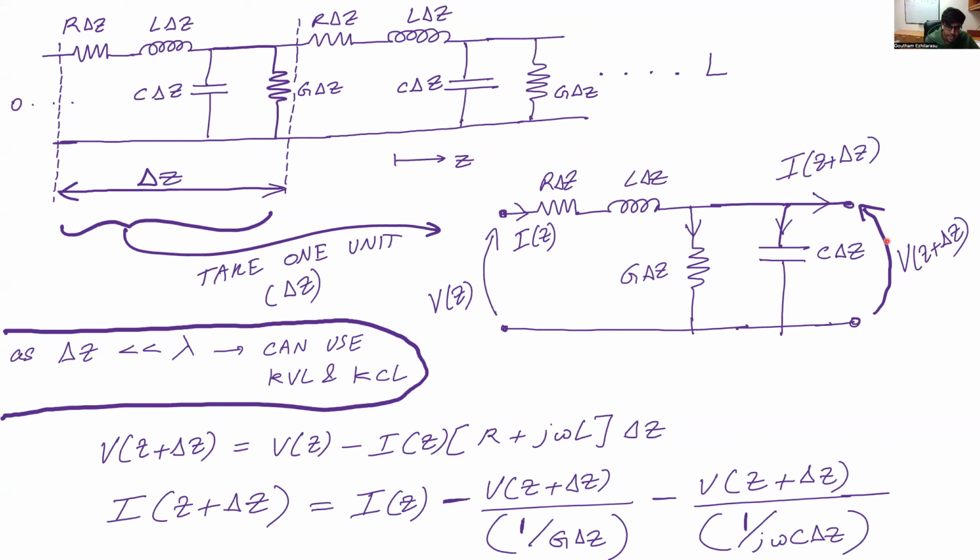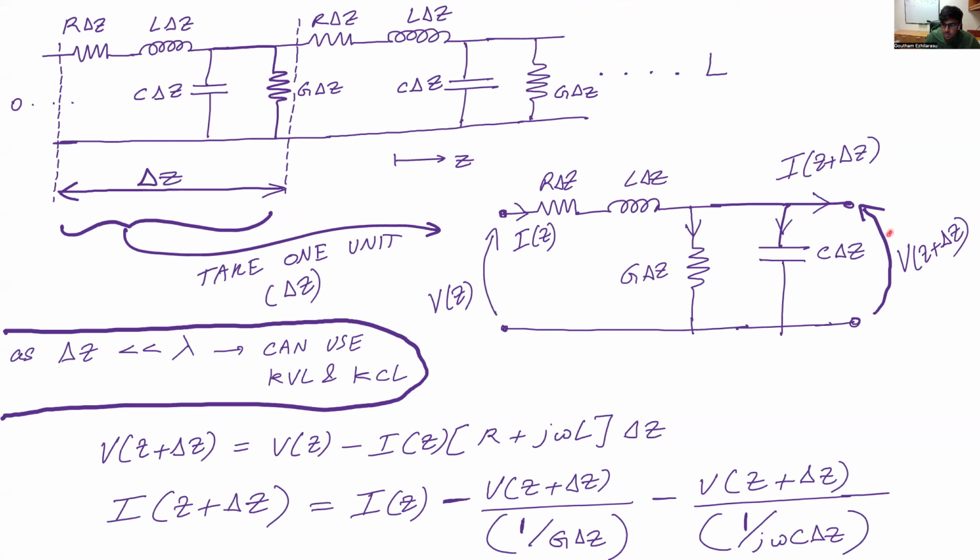If we take the limit delta z goes to 0, then we go to the continuum case, and the continuum case is applicable for any frequency of the input signal. And we're going to talk about the continuum case to go from this lumped element model to the full transmission line model. So now we can use KVL, KCL in this differential element.